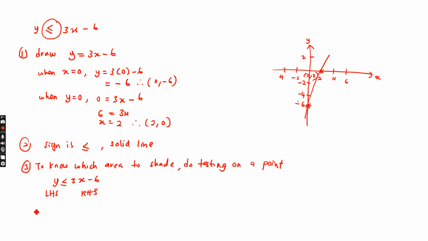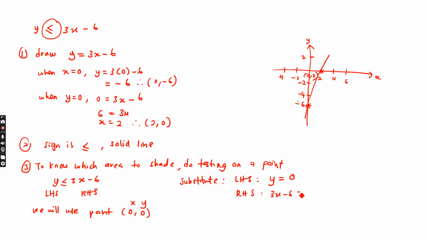So we will use the point or coordinate 0, 0, which means our x is 0, our y is 0, and then we're going to substitute this value inside the left hand side and right hand side. So we substitute. Left hand side is equal to y. Substitute y equal to 0, you get 0 here. Right hand side you have 3x minus 6, which is 3 multiplied by 0 minus 6. So the answer is negative 6, right? So the answer is negative 6.